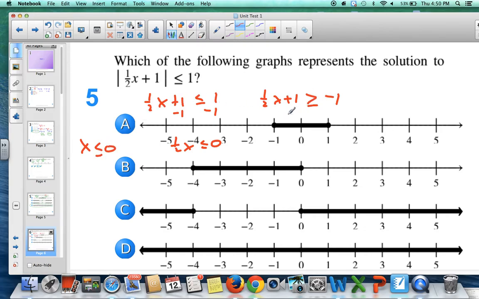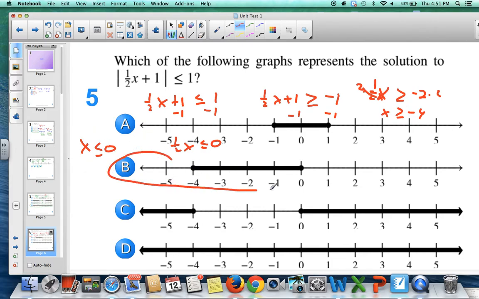And this one here, I'm going to subtract 1, I get 1/2 x is greater than or equal to negative 2. And now to get rid of this 2, I multiply both sides by 2. And so these cancel, and I got x is greater than or equal to negative 4. So numbers that are bigger than negative 4 and at the same time less than 0 is right here.